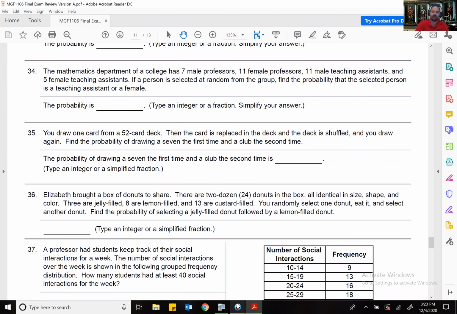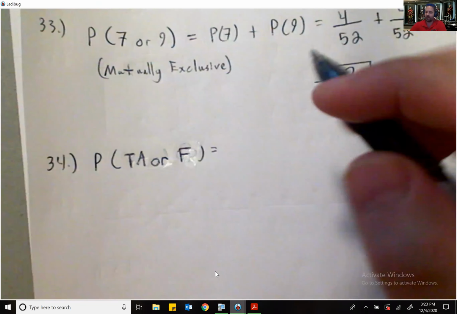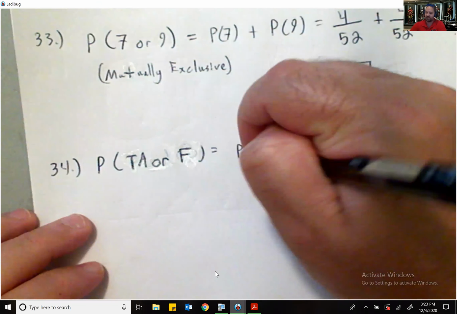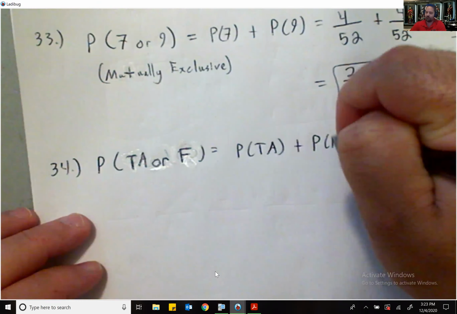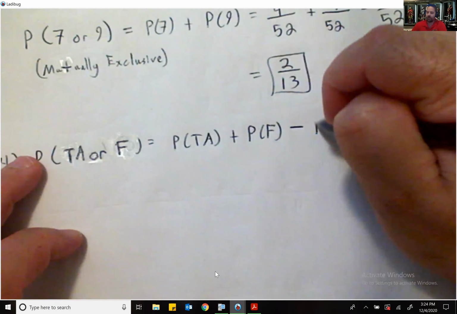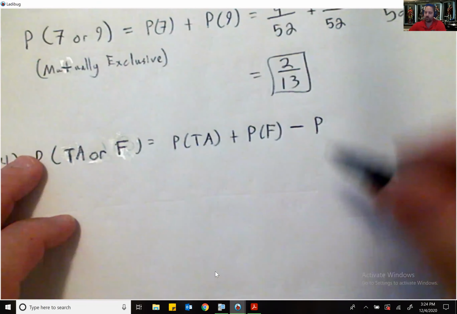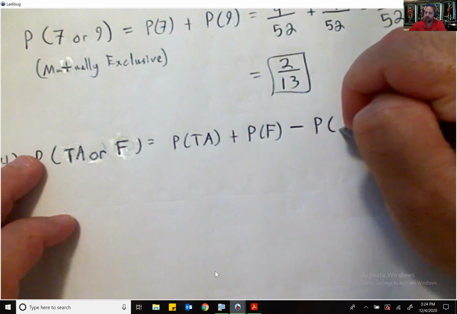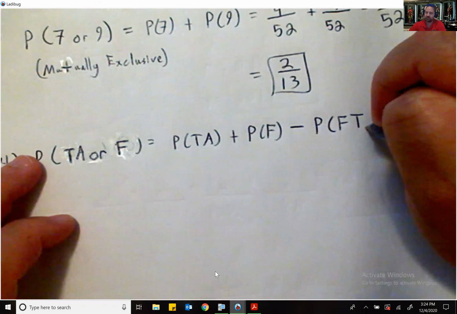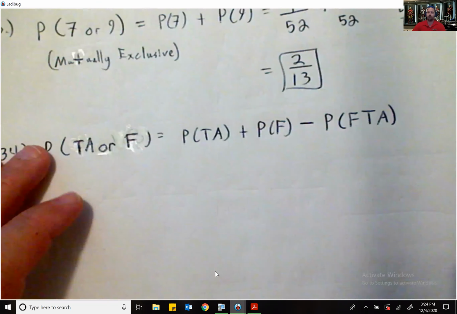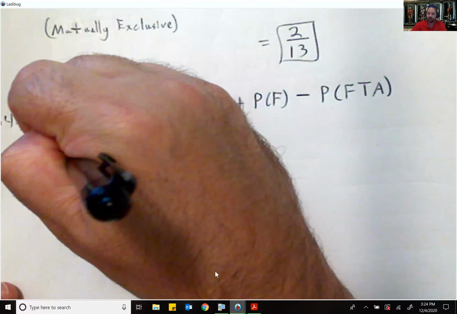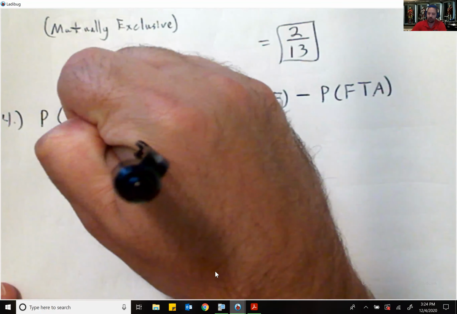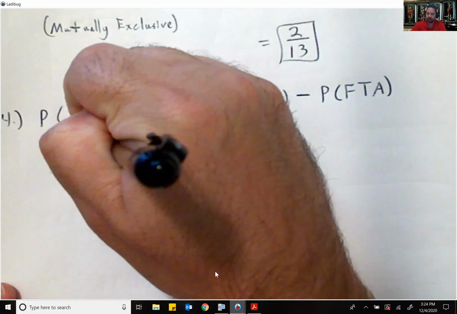So what this means is we need to find the probability of a teaching assistant. We're going to add that with the probability of being female, but then we have to subtract off everybody that we counted twice. So we need to subtract off female teaching assistants. Because in this case, you are not mutually exclusive.